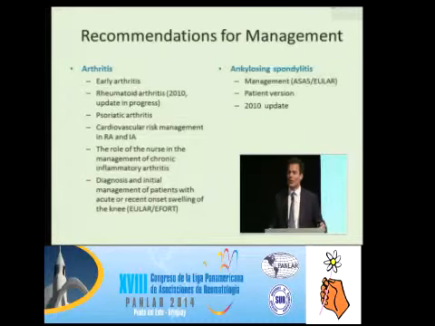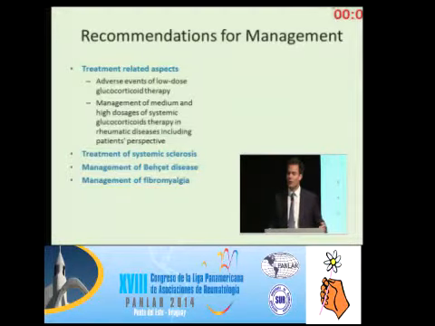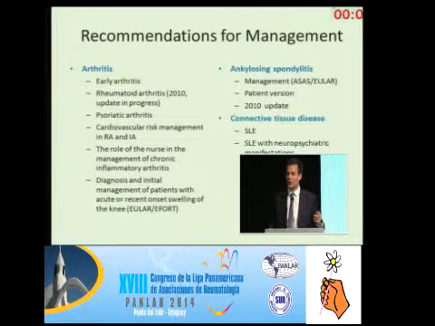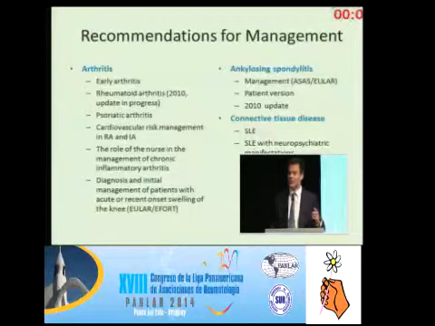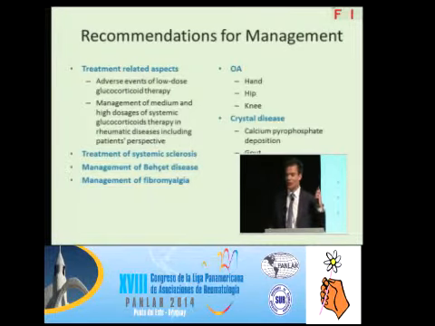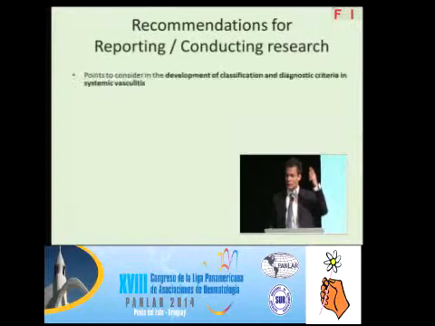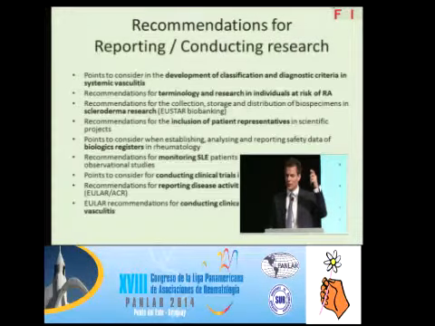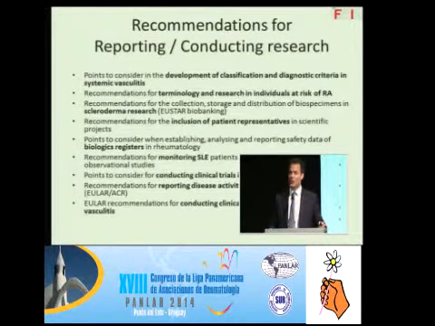And now I just give you the overview of what we've done in the past, and you can see recommendations for management. There's a lot about different arthritis entities, ankylosing spondylitis, connective tissue disease, treatment-related aspects, systemic sclerosis, Behçet's, fibromyalgia, OA, crystal disease, recommendations about vaccination, and this is over-animated, but this is the recommendations for reporting and conducting research.